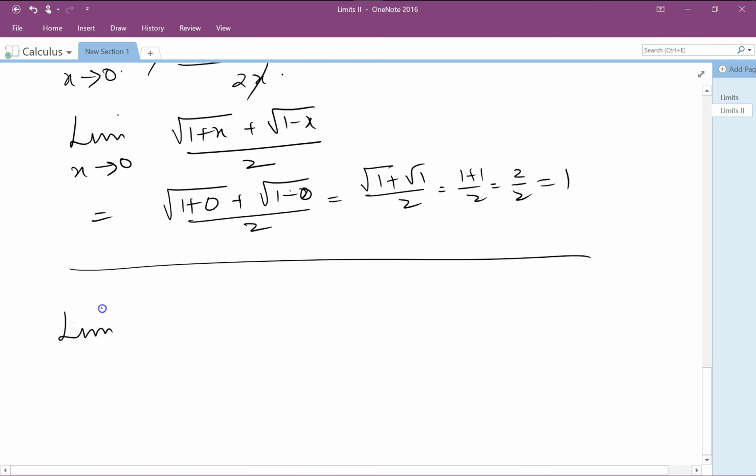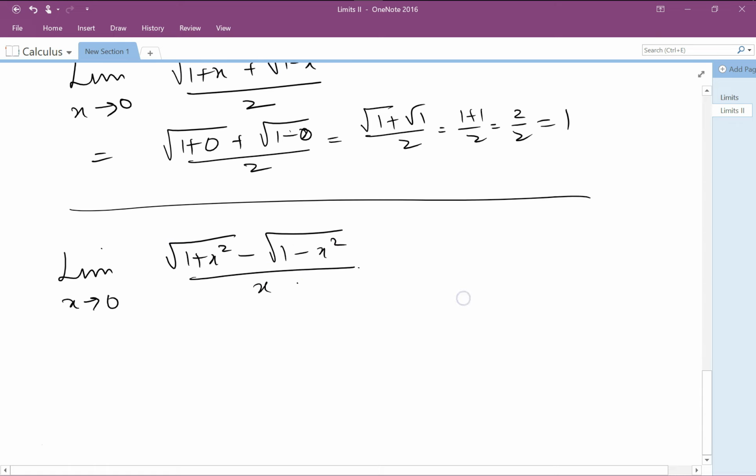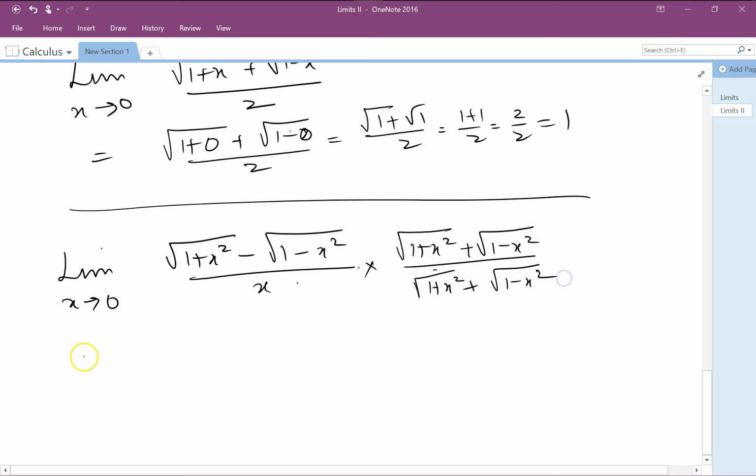Say for example, the limit as x approaches 0 of square root of 1 plus x square minus square root of 1 minus x square, divided by x. Here also we can multiply both the numerator and the denominator by the conjugate of the numerator now. So that is square root of 1 plus x square plus square root of 1 minus x square.